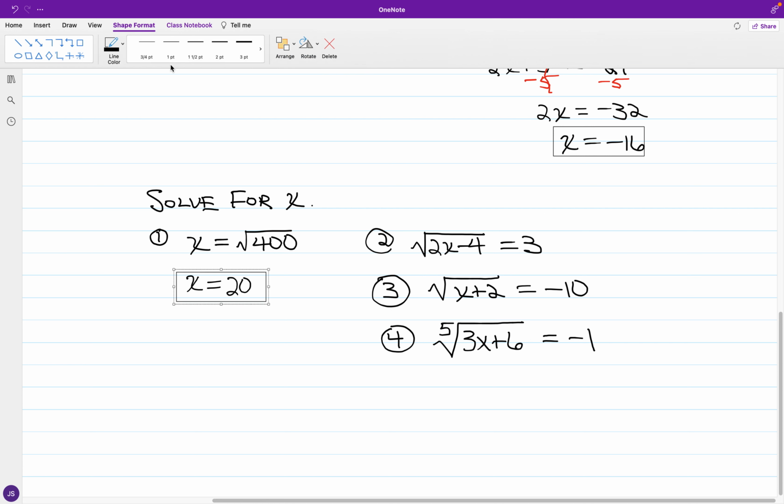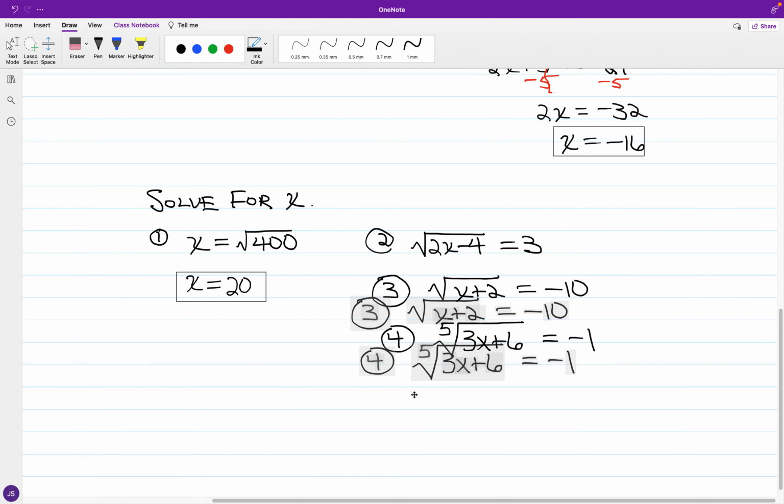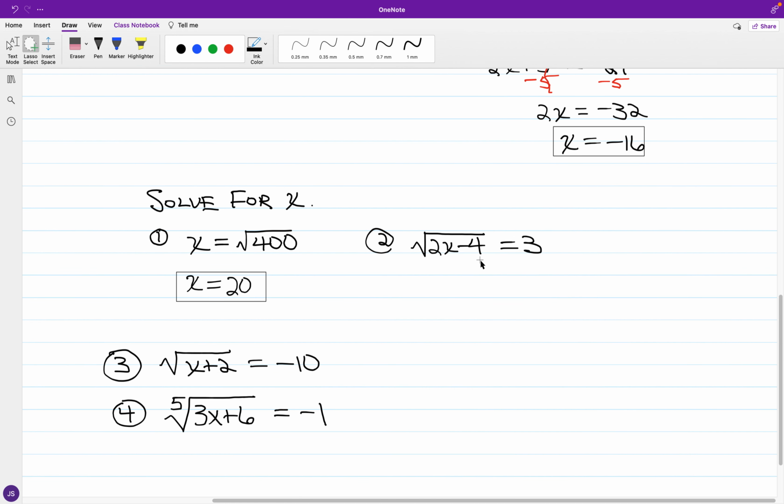Now for the next item, here we have the square root of 2x minus 4 is equal to 3. So you have an even root radical term set equal to a positive constant. So there's no violation of the principal square root rule. And so we can proceed by squaring both sides of the equation.